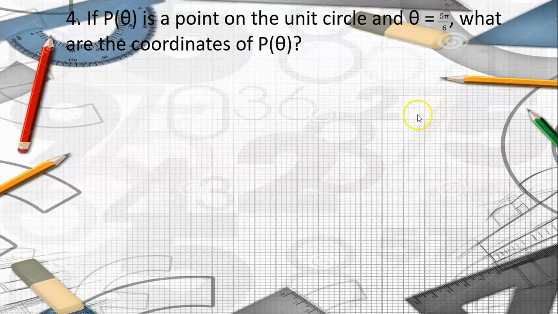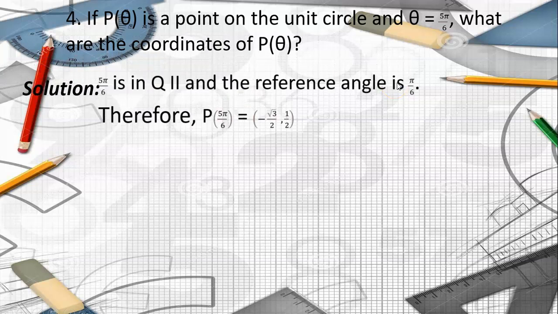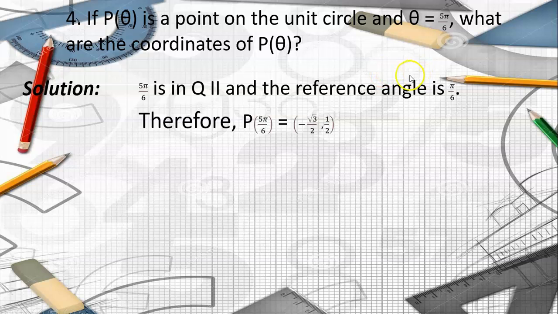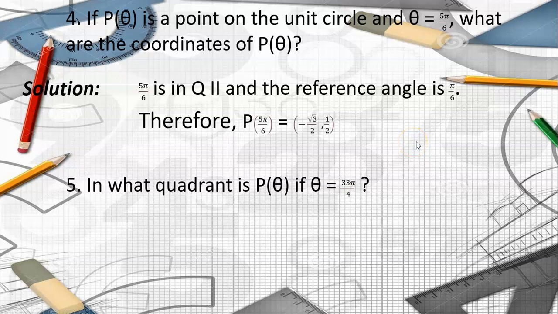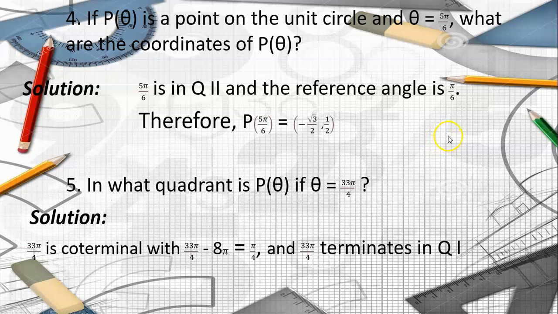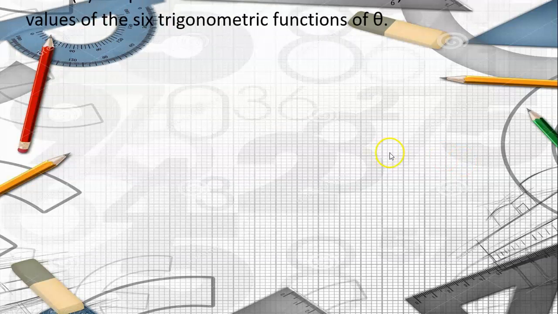Another example, if P of theta is a point on the unit circle and theta is 5 pi over 6, what will be the coordinates of P of theta? So our solution will be, 5 pi over 6 is in quadrant 2 and the reference angle is pi over 6. Therefore, P of 5 pi over 6 is equal to negative square root of 3 over 2 and 1 half. And then number 5, in what quadrant is P of theta if theta is 33 pi over 4? Our solution would be, 33 pi over 4 is coterminal with 33 pi over 4 minus 8 pi, which is pi over 4, and it terminates in quadrant 1.